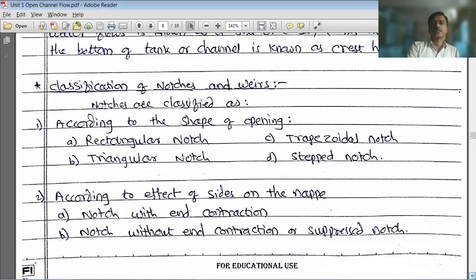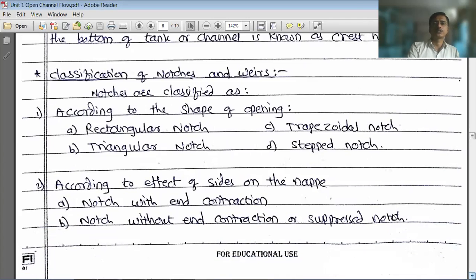There are various ways to classify the notches and weir. We will see the classification of notch first, and then we will see the classification of weir. Notches can be classified according to the shape of the opening, what kind of shape it is having. Depending on it, we have different types of notches.